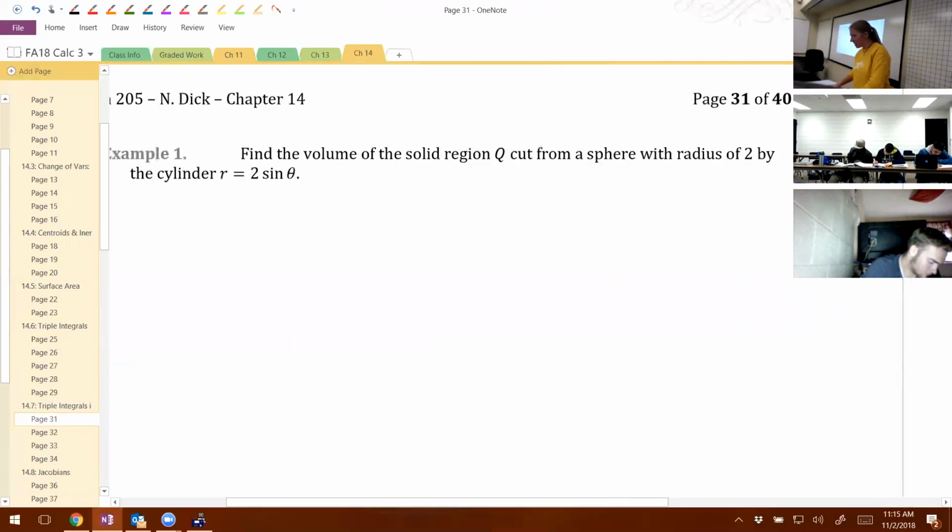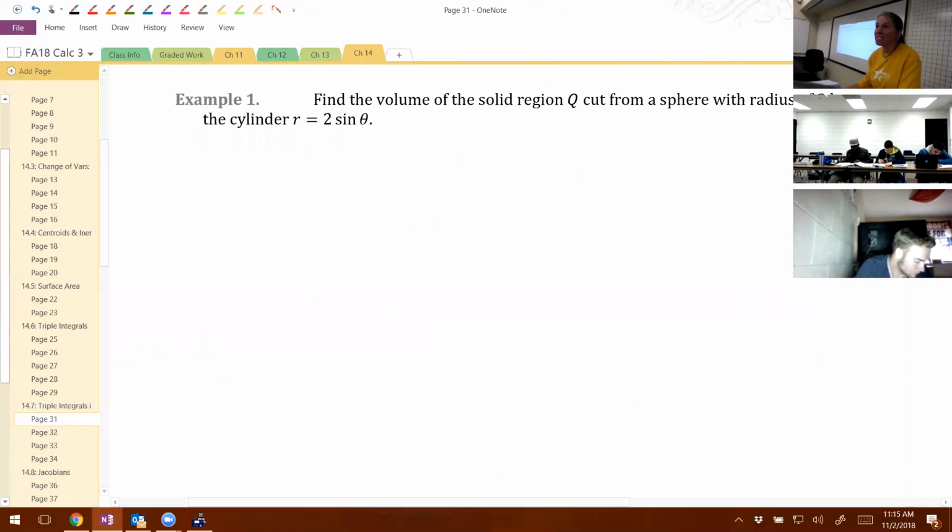All right, this is the one I was talking about. Okay, we're gonna set this guy up, and then we'll start working through and we'll kind of see how far we get. Find the volume of the solid, and we do need a lot of room here, so this page is not left blank on accident. Find the volume of the solid region Q cut from the sphere with a radius of 2 by the cylinder r equals 2 theta.